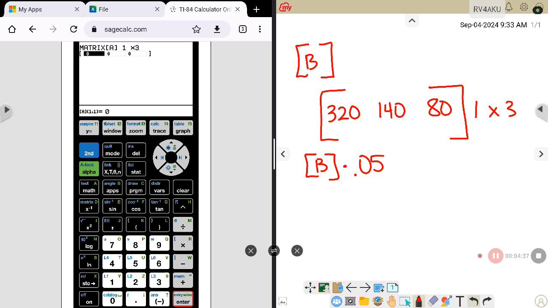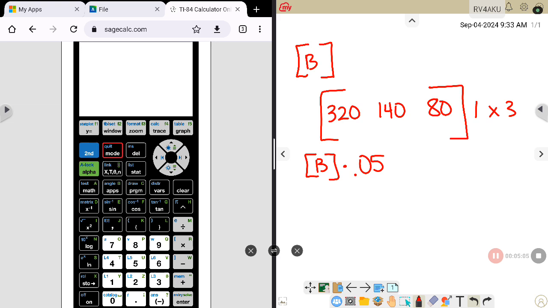So you should have the same number of blanks on your calculator to enter what we entered for that first matrix. So we're going to enter our numbers, 320, 140, and 80. Now I'm going to do second quit to get to the home screen.